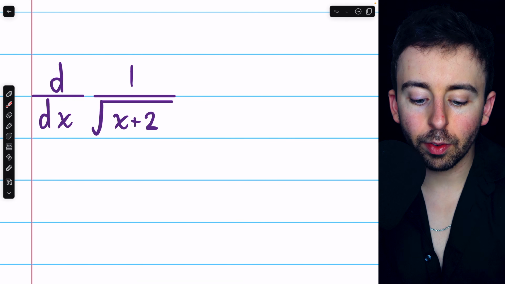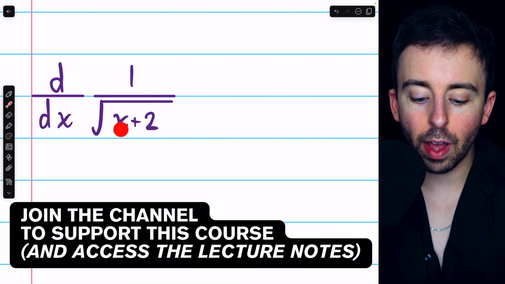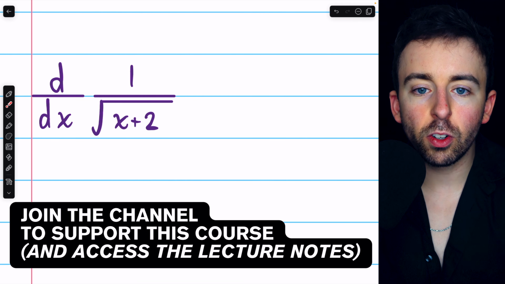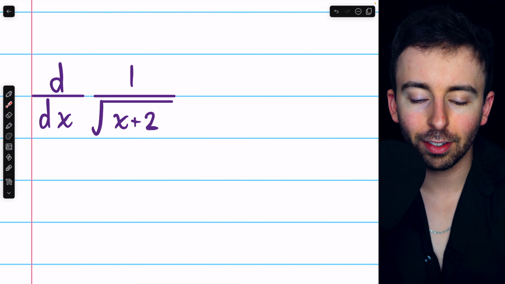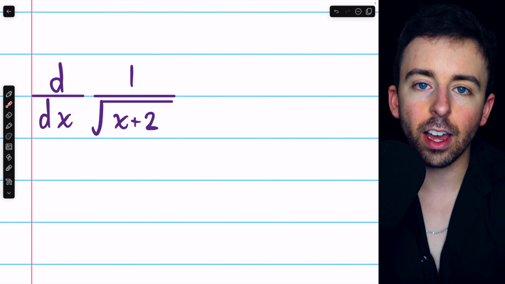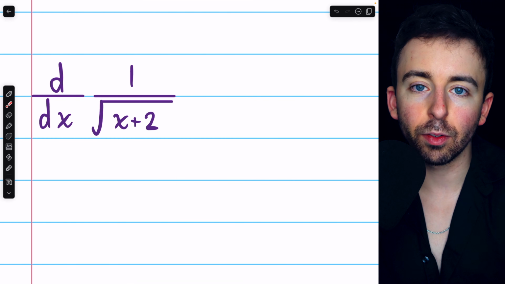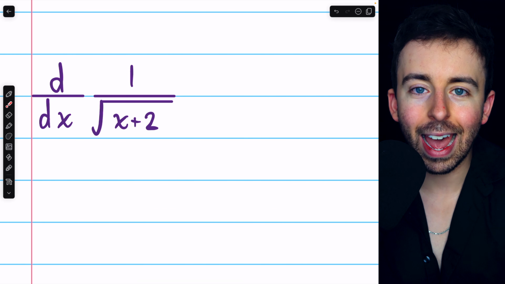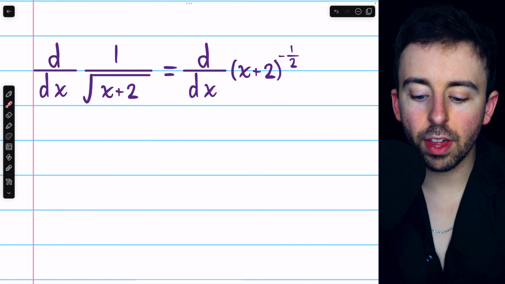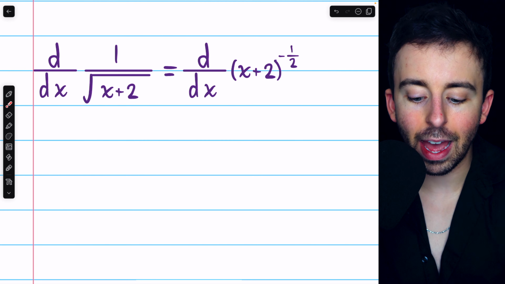To find the derivative of 1 over the square root of x plus 2, the first thing we should do is rewrite this expression as a power of x plus 2. We can get it out of the denominator by giving it a power of -1, and then we can rewrite the square root as a power of 1/2. Hence, we rewrite the whole thing as (x plus 2) to the -1/2.